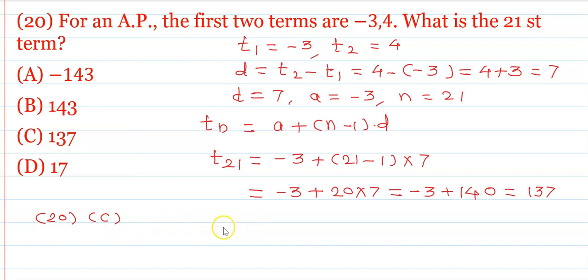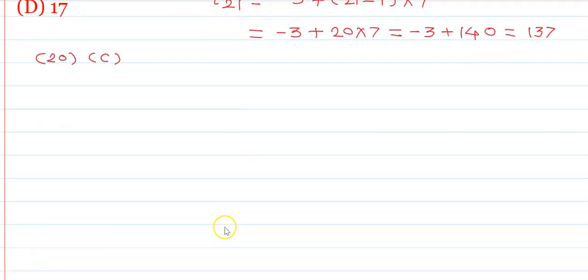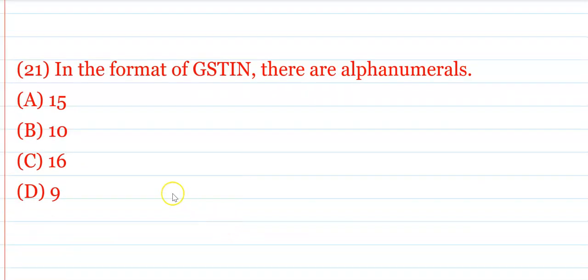Okay. Now the next question. आता पुढे financial planning chapter. In the format of GSTN, there are alphanumerals, how many numerals are there? 15. Therefore, that's the correct answer. Alpha numerals असतात तर ते 15 numerals असतात. Okay. Now the next question.